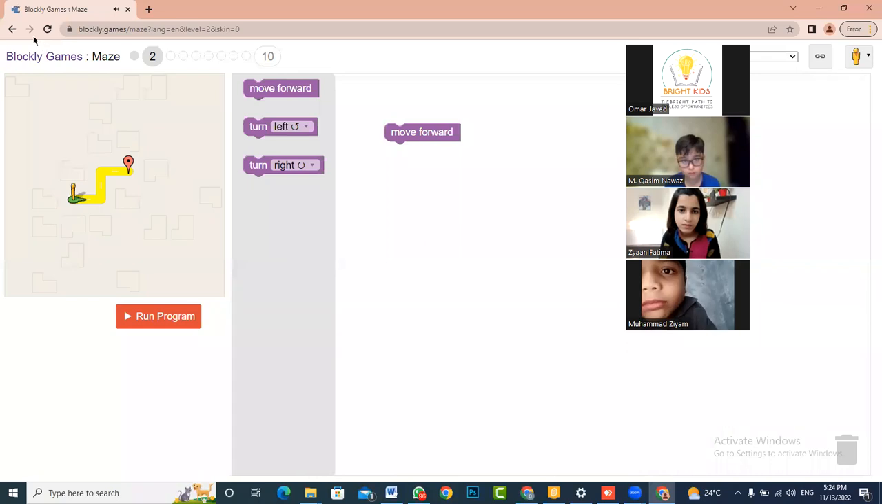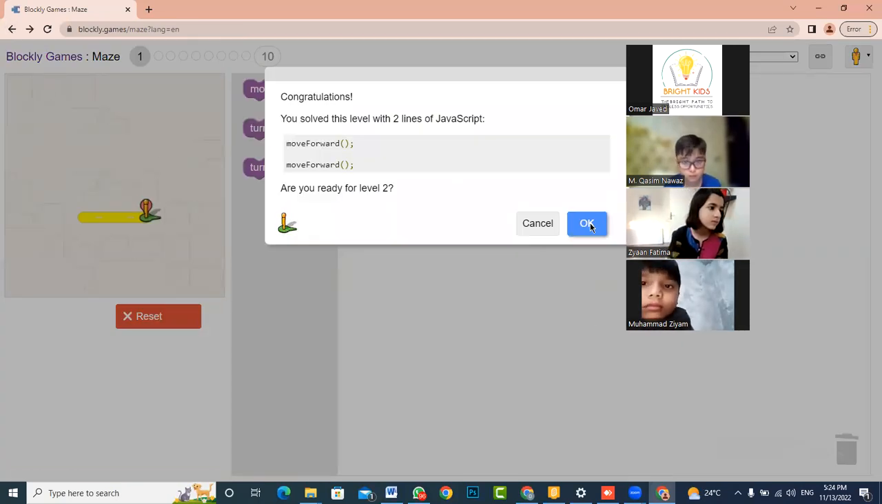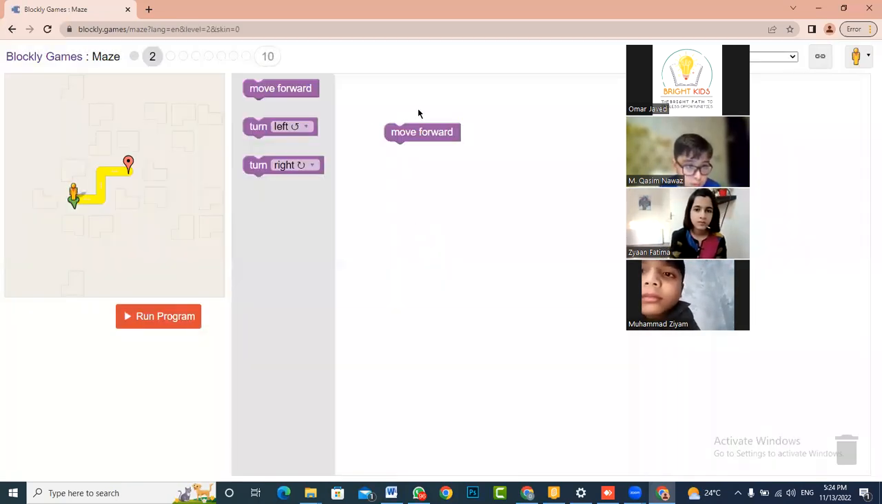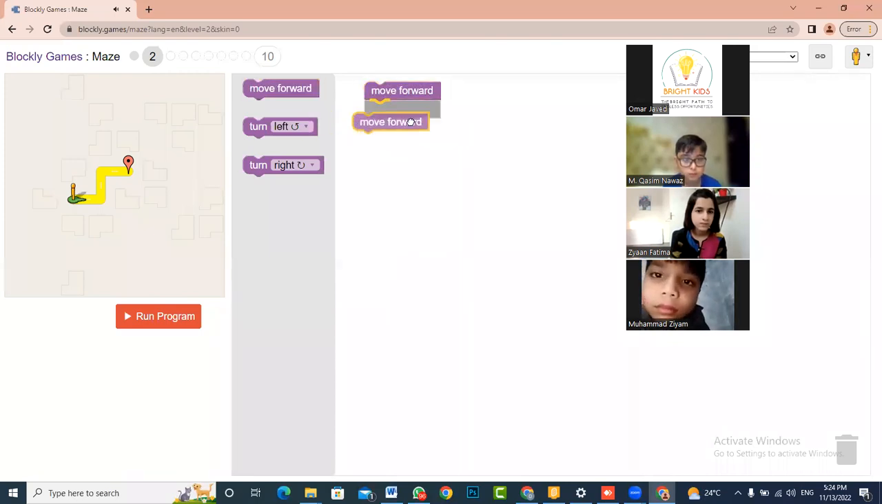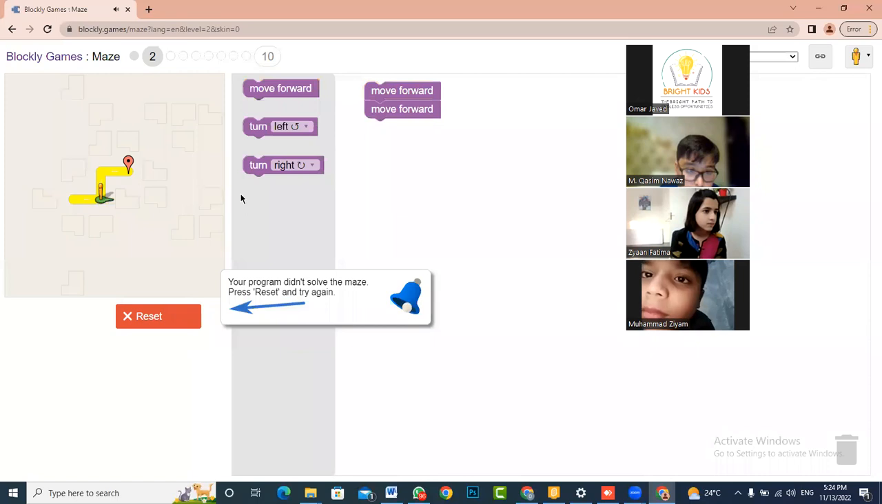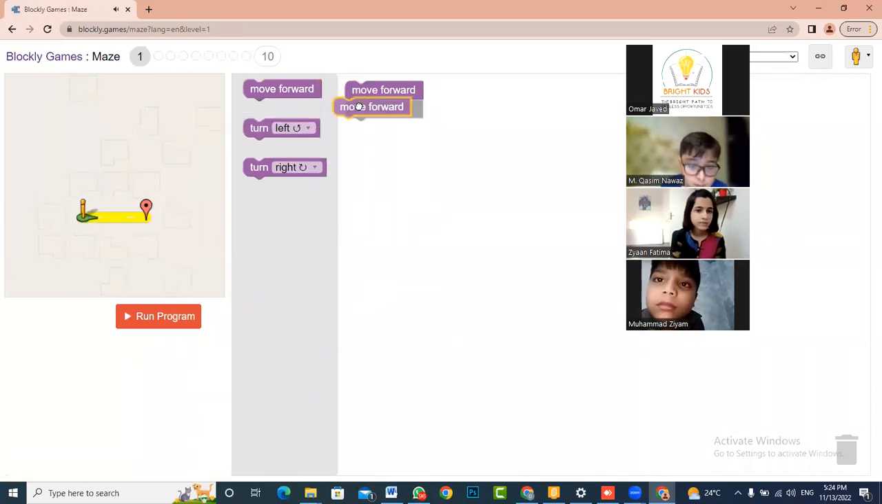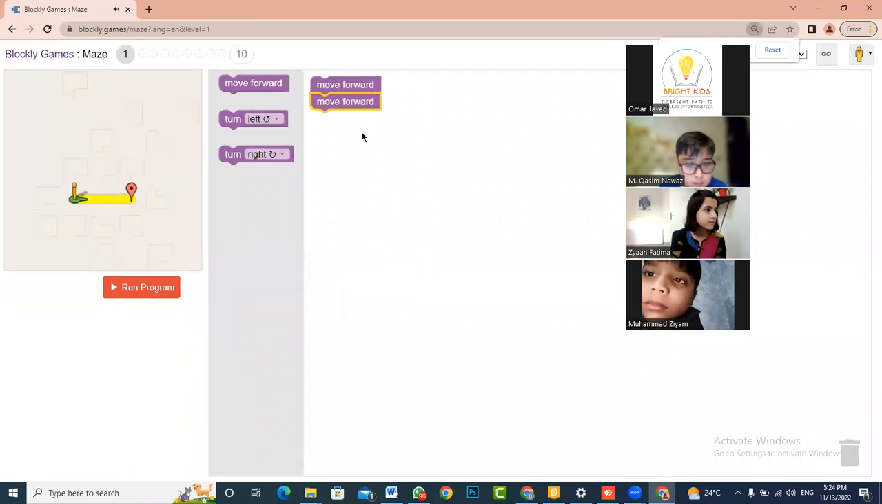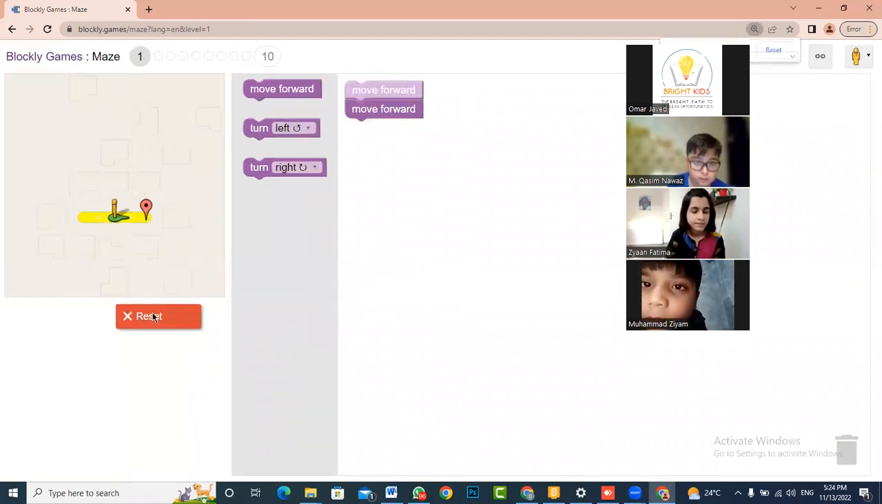Okay. So the first level again, what you need to do is join them together like that and then run. Oh, sorry. I need to go to the first level actually. So you need to join both of them together and then run.